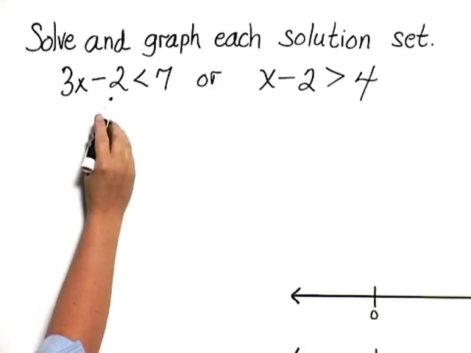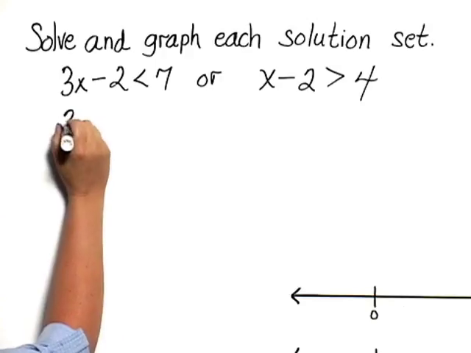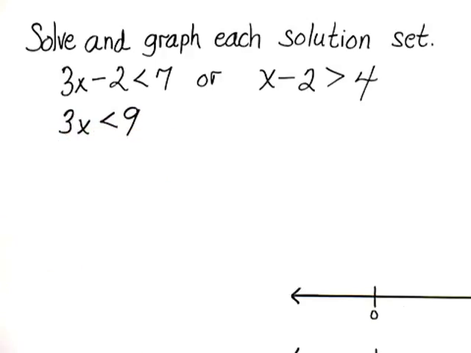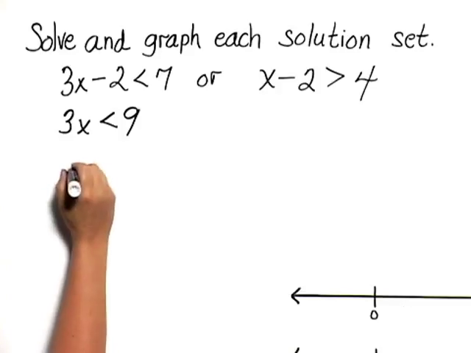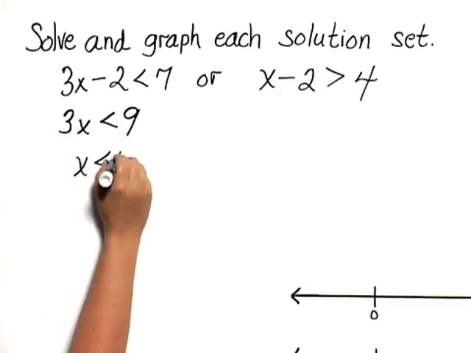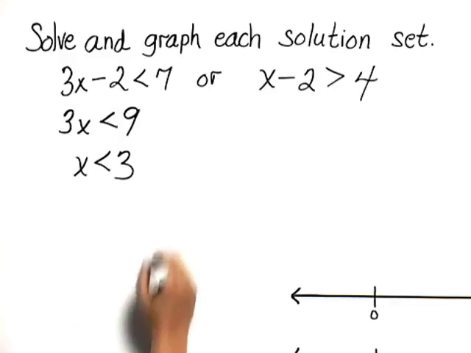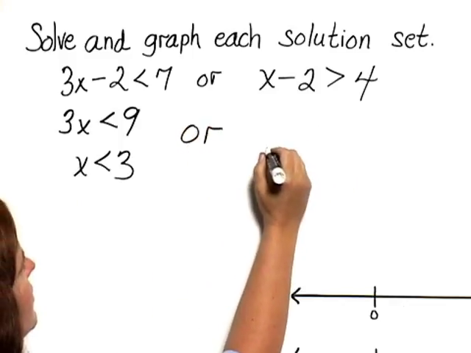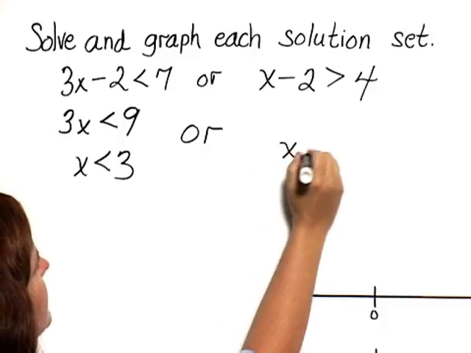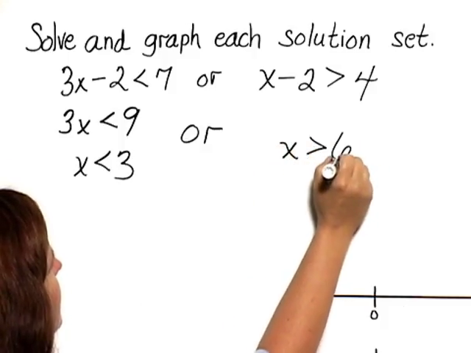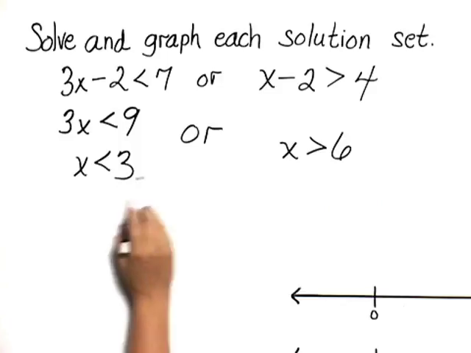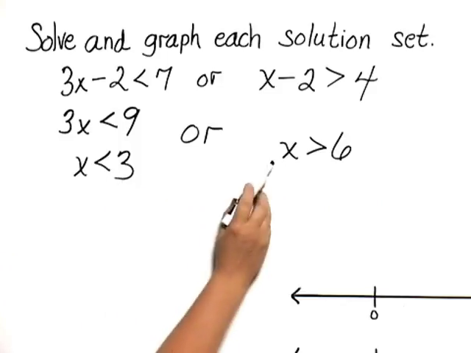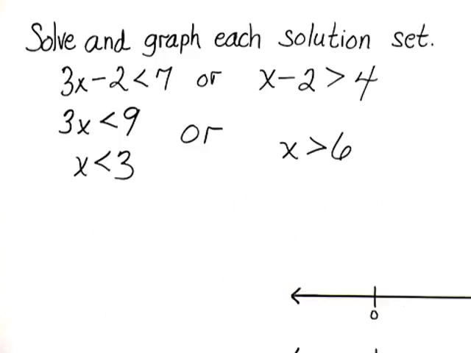Over here, we add 2 to both sides, and we get 3x is less than 9. And we divide both sides by 3, and we get x is less than 3. Or, adding 2 to both sides here, we have x is greater than 6. So we're looking at the disjunction x is less than 3 or x is greater than 6.